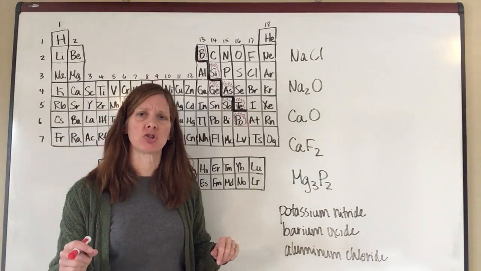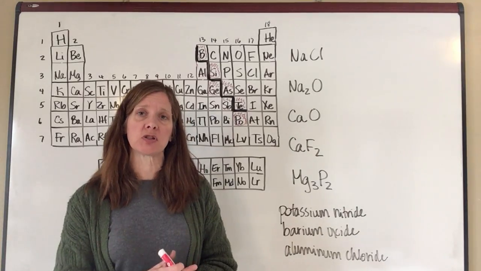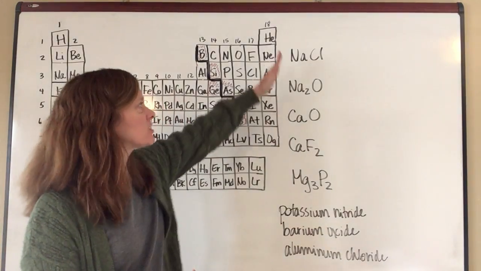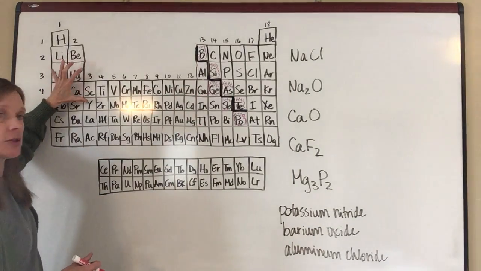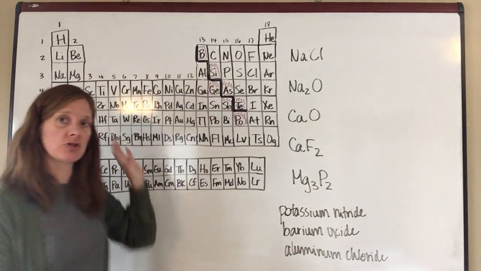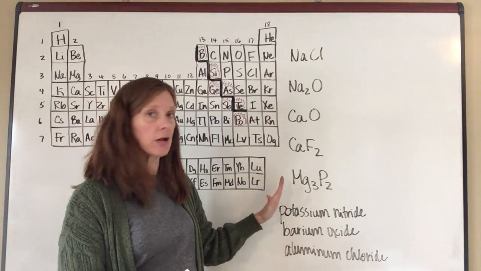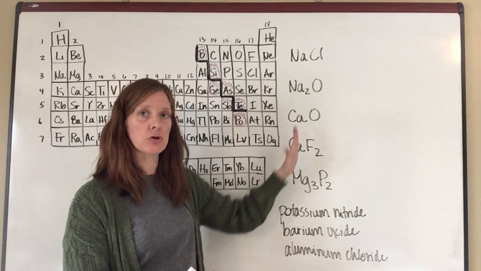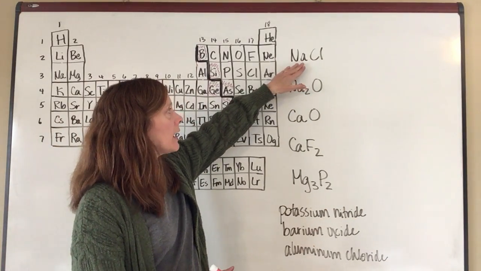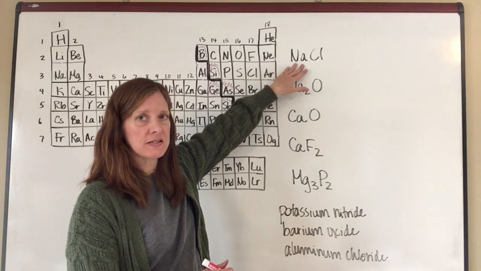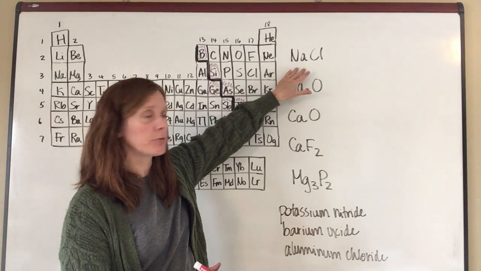One thing that I didn't mention yesterday is that when you write the formulas for these compounds, you should always put the metal first. So whatever's on the left-hand side of the periodic table, to the left of the stair-step line, that should be the first element that you write. So the metal goes first and the non-metal goes second. All right, so these are actually pretty simple to name.